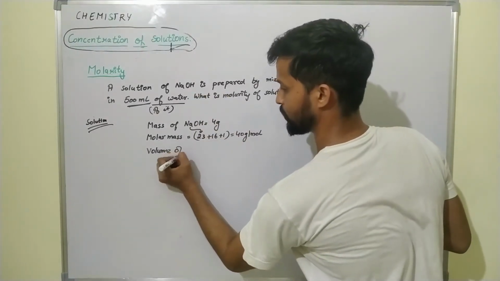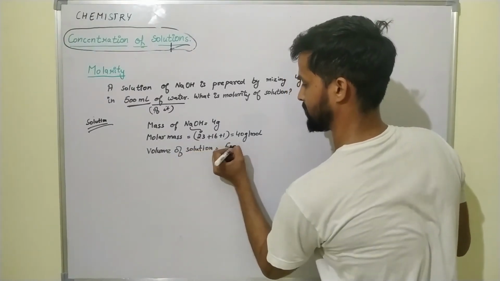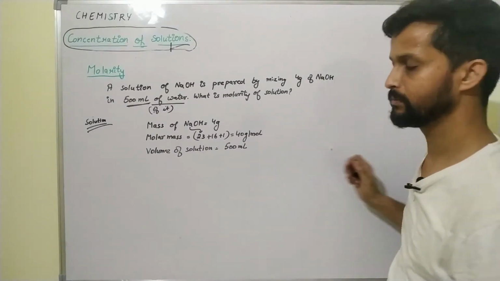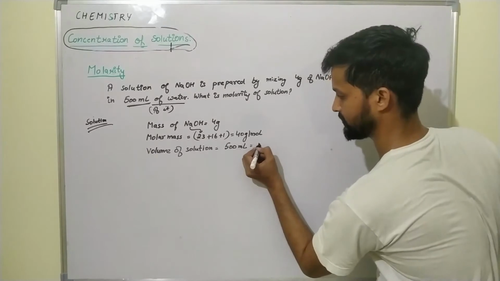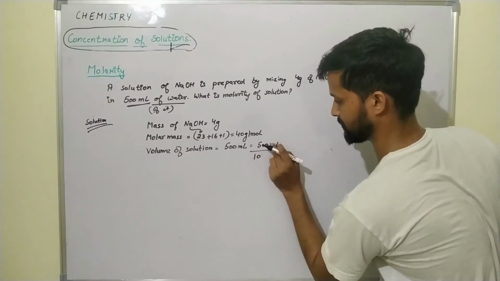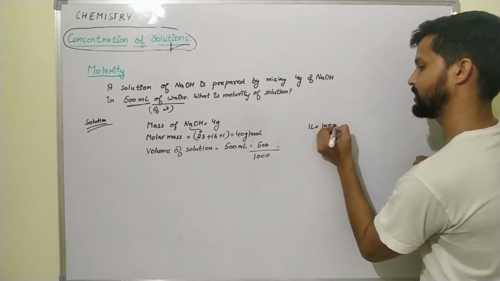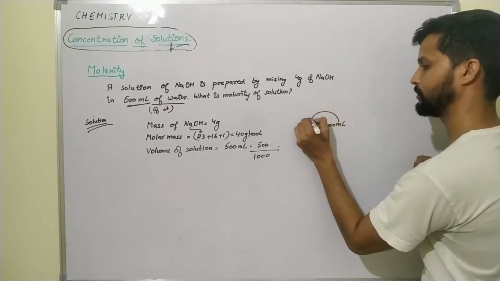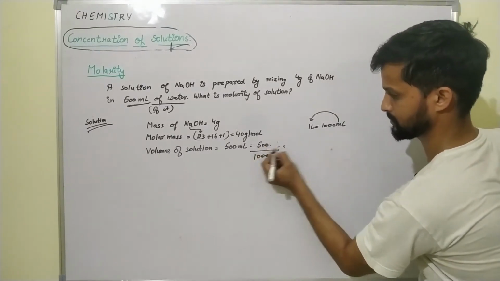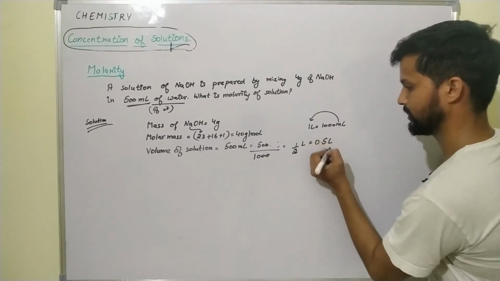So here the volume of solution is 500 ml. In the definition we have seen that the volume should be in liter. So here 500 ml divided by 1000, because 1 liter is equal to 1000 milliliter. We have to convert milliliter into liter, so at that time we have to divide it by 1000. So this will become 1/2 liter, or you can say 0.5 liter.